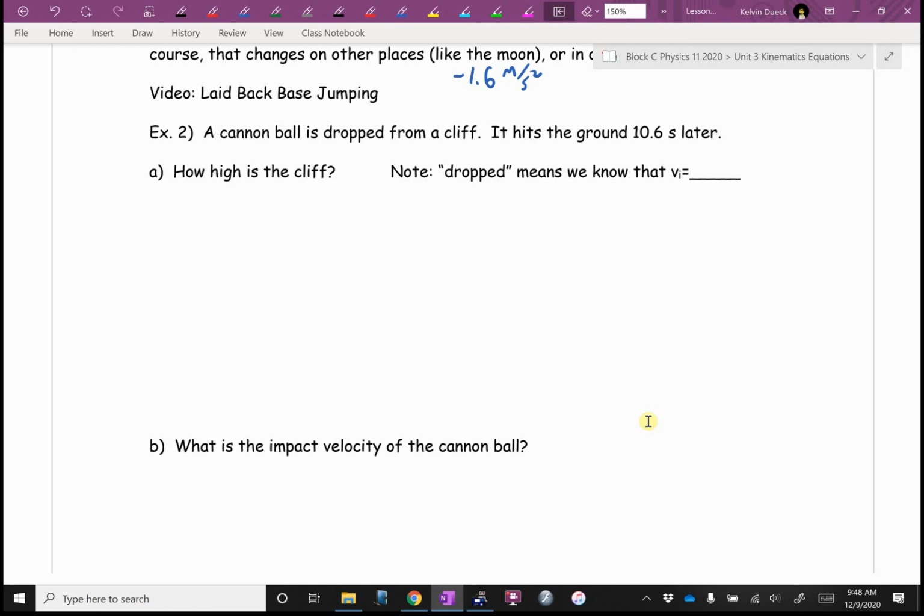Like this. So a cannonball is dropped from a cliff, hits the ground 10.6 seconds later. How high is the cliff? What's this question asked me to find? Well, it says how high. Of our 5 physics things that we've been looking at, which one of those do you think would be a height? We're going to get a displacement. We're going to call it height in English, but we're solving for D.